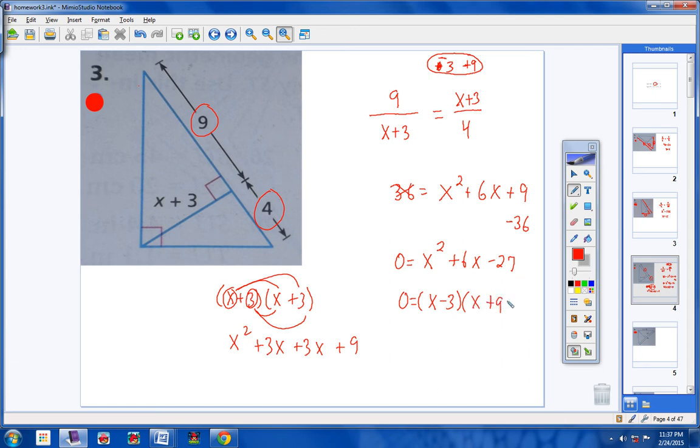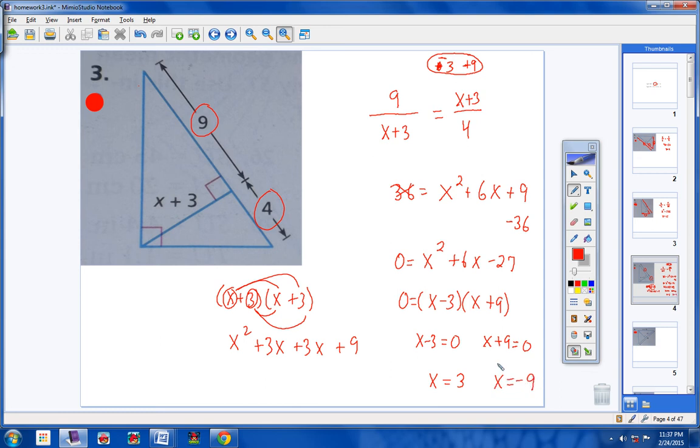Okay? Now, if you take each group and set each group equal to 0 and solve, you will have your answer. Bring your 3 over, make it a negative 3. Or a positive 3, excuse me. Bring your 9 over and make it a negative 9.